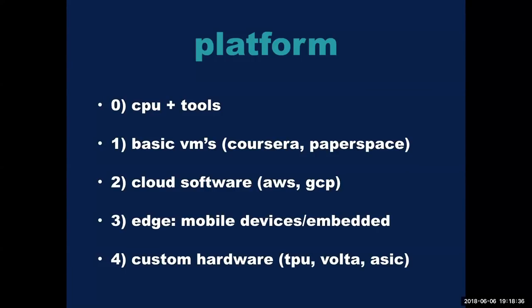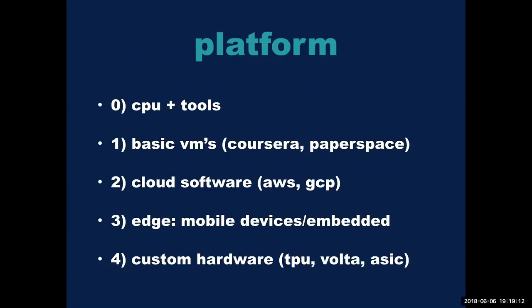So the next level up from that, I would say, is basic virtual machines, like what you might encounter if you go through the Coursera machine learning courses. Paperspace does the same sort of thing where you get the one-click installer and you can go to the Jupyter web environment to do stuff from there. Next level up then, I would say is something like cloud software, so either the Amazon cloud or Google Cloud Platform. You might have multiple computers working together and you're trying to synchronize their work in order to produce a larger result.